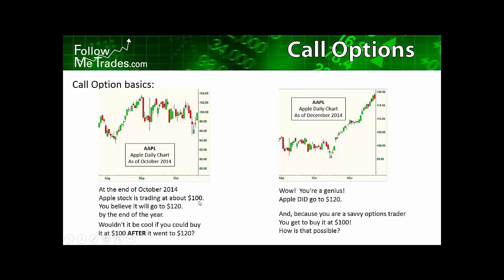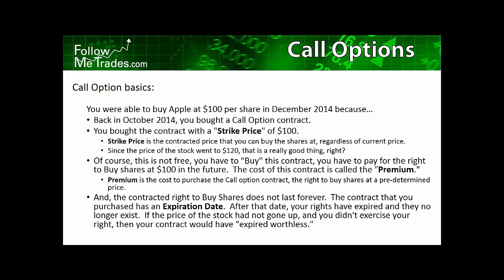And because you're a savvy options trader, you get to buy Apple at $100. How's that possible? You're able to buy Apple at $100 a share in December after it's gone up to 120, because back in October you bought a call option contract with a strike price of $100. Remember, the strike price is the contracted price that you can buy the shares at, regardless of current price. So since the stock went up to 120, that's a really good thing.